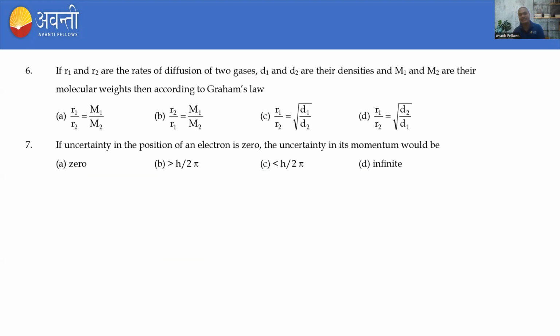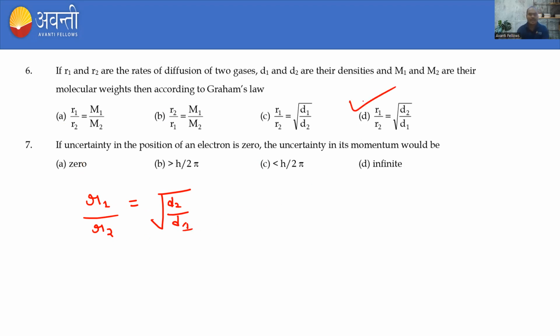Again, the question is from Graham's law of diffusion. So many questions were coming directly from formula related questions, right? According to this question, if R1 and R2 are the rates of diffusion of two gases, D1 and D2 are their densities and M1, M2 are their molecular weights, then according to Graham's law you need to establish the formula. What formula will you get, right? R1 upon R2 is equal to under root D2 upon D1.